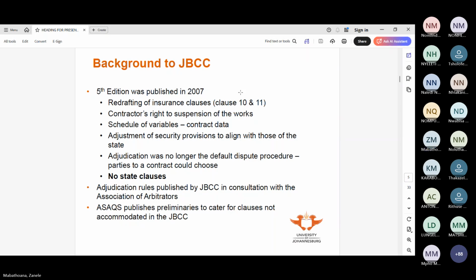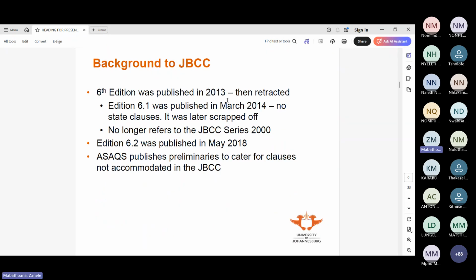So we had to move on to edition 6 in 2013, from 2007 to 2013. However, it was retracted. There's a story behind why it was retracted. I'm not going to share it because I'm on record and I don't know if the story is true or not, but there was a mishap with the edition that was sent to the entire committee as edition 6. The person sent the draft and not the actual final document. And then when he issued the final document, when he corrected the mistake, it now had to be 6.1.